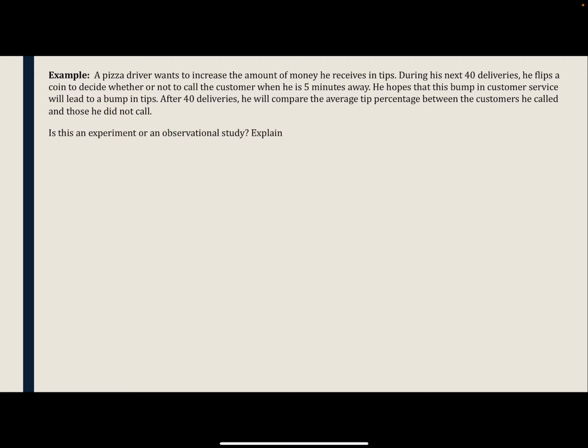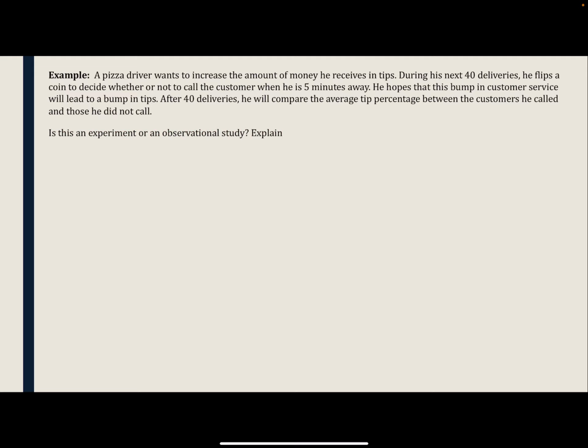Okay, another example. It says, a pizza driver wants to increase the amount of money he receives in tips. During his next 40 deliveries, he flips a coin to decide whether or not to call the customer when he is 5 minutes away. He hopes that this bump in customer service will lead to a bump in tips. After 40 deliveries, he will compare the average tip percentage between the customers he called and those he did not call. Is this an experiment or an observational study? Explain. So we would say that this is an experiment because he is manipulating that explanatory variable.